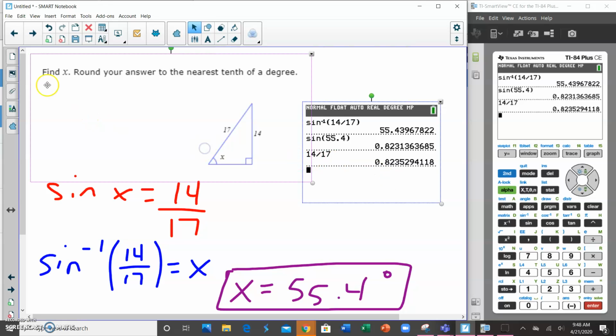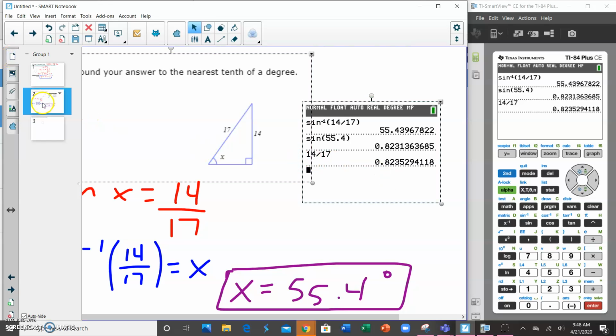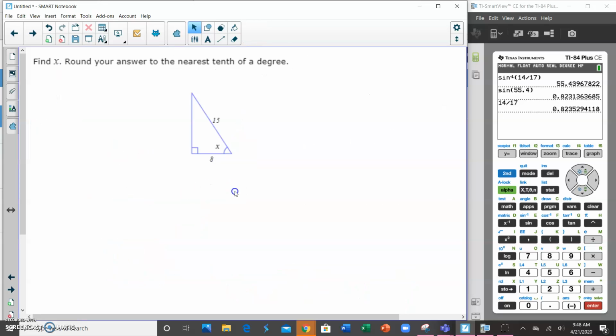Ha, we're going to be well under 15 minutes today. What a goal. All right, here we go, last one.